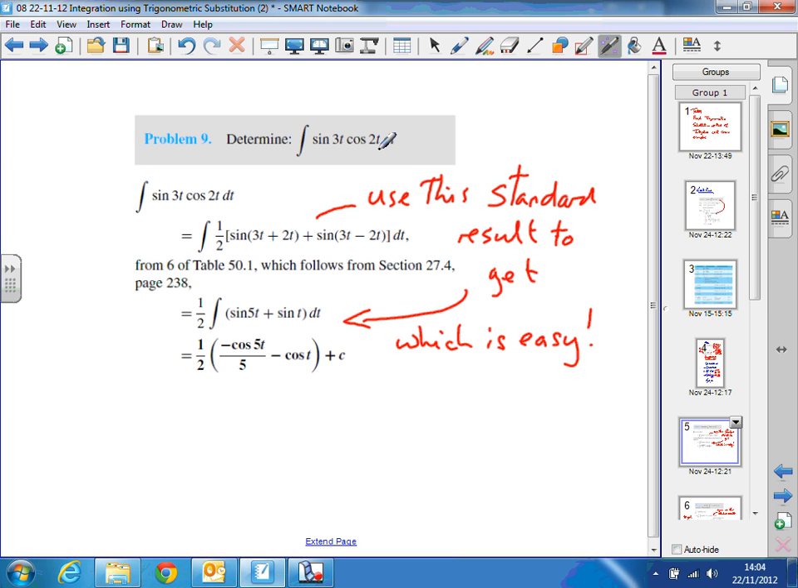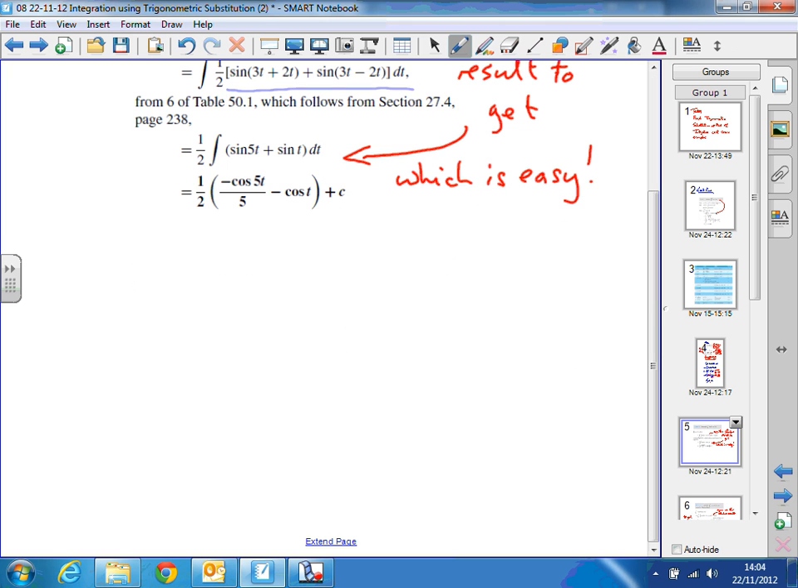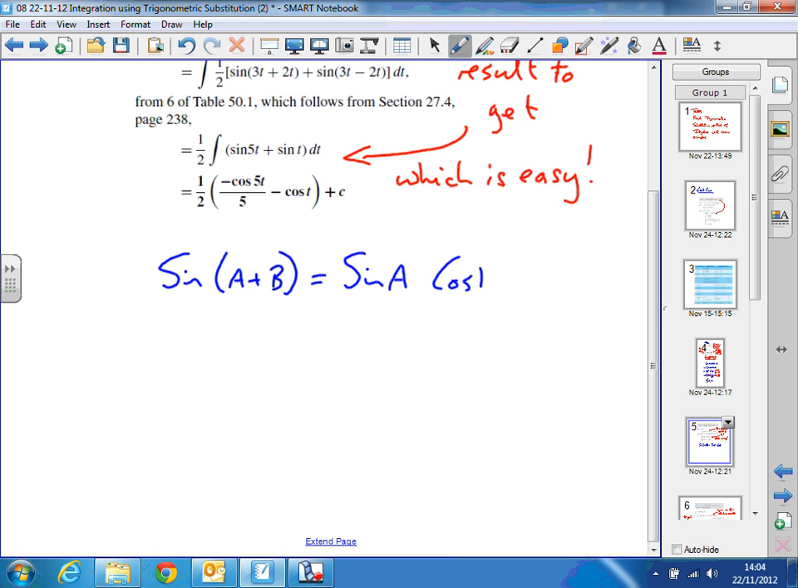And what we do is we use this substitution here. And I want to talk about how this works. We've looked in the past at these compound angle formulae, that the sine of a plus b equals the sine of a times the cosine of b plus the cosine of a times the sine of b.